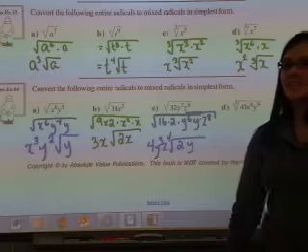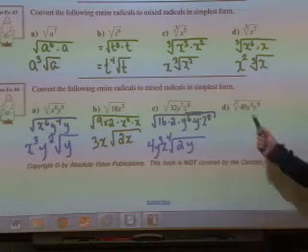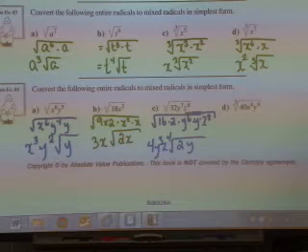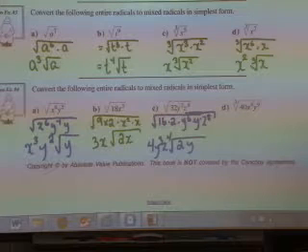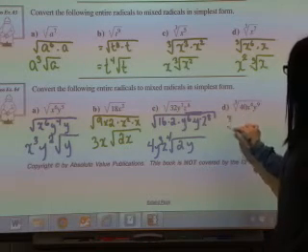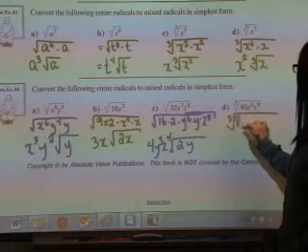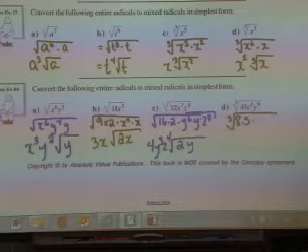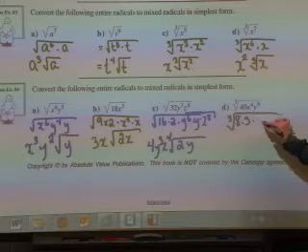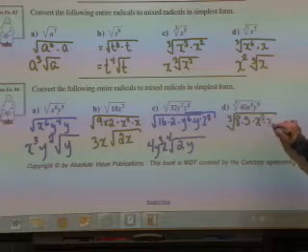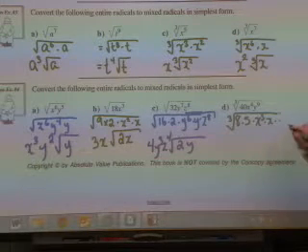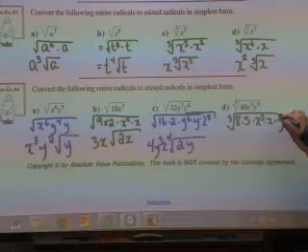Okay. D is an index of 3. So with 40, I have to think of a perfect cubed number. What can I divide 40 by? 8. So I get 8 times 5. X to the power of 4, I would split into 3 and 1. So x to the power of 3 and x. And do I need to split y to the power of 9? No, because I can divide 9 by 3.